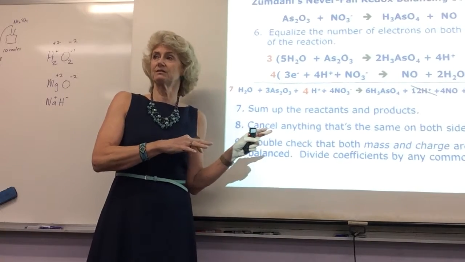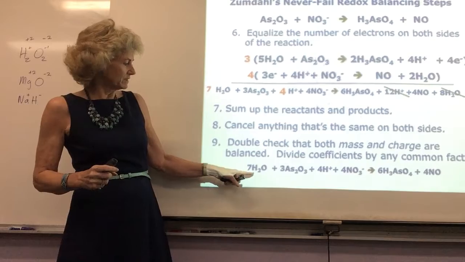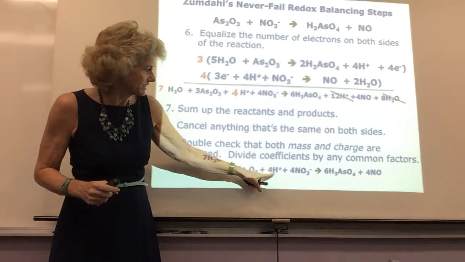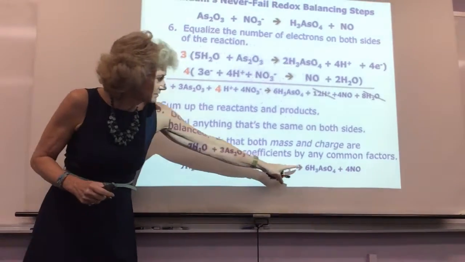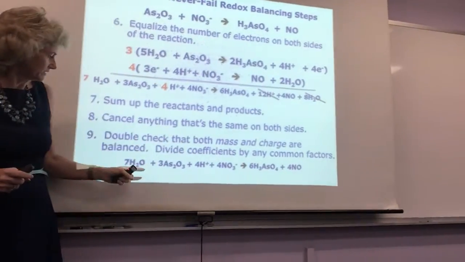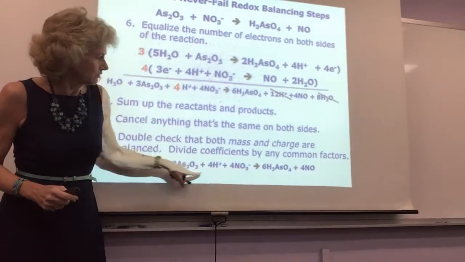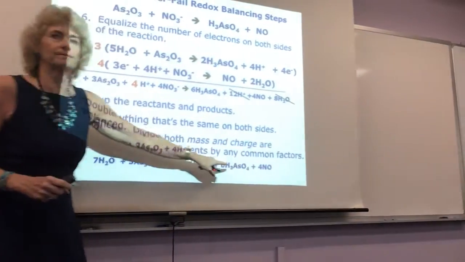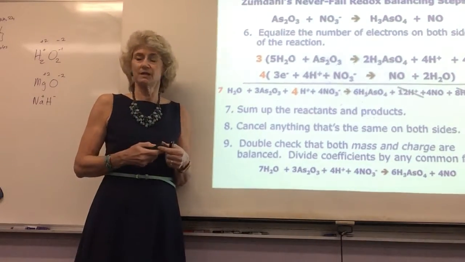This always works if you do it in this order. So check the mass. Here's the clean copy. 14 protons plus 4 is 18. 6 times 3 is 18. 6 arsenics, 6 arsenics, etc. Then check the charge. 4 positives and 4 negatives is 0 on this side, and these are both neutral. It never fails. It just takes time to do it.